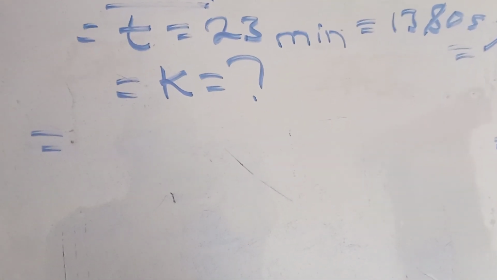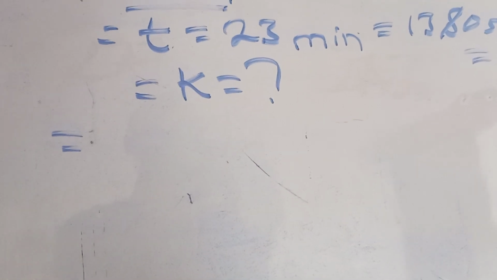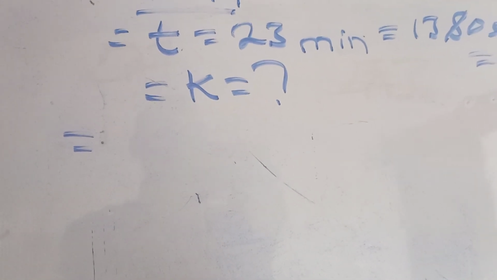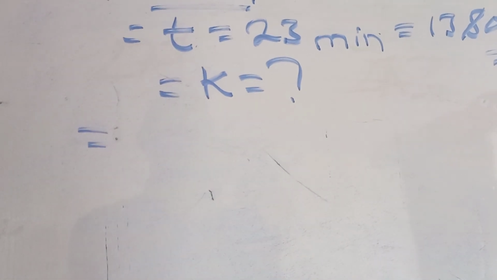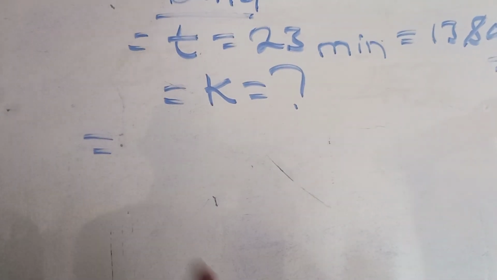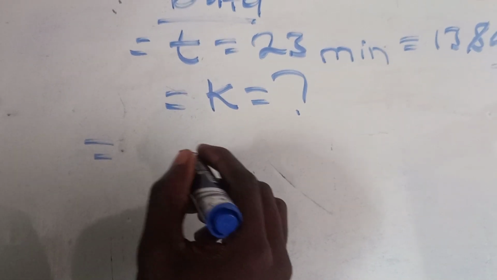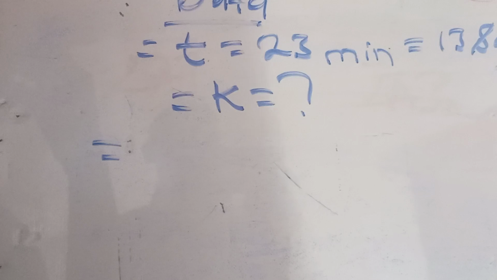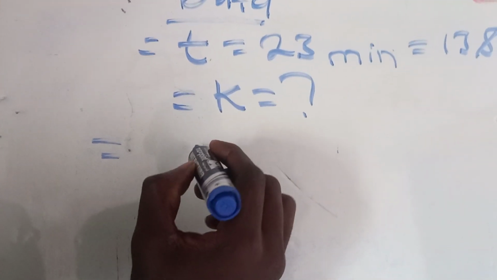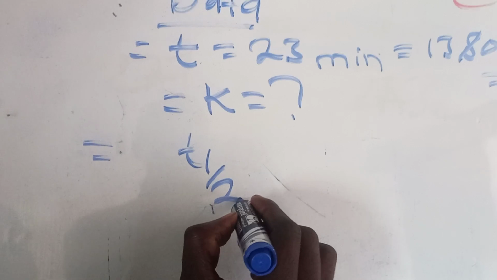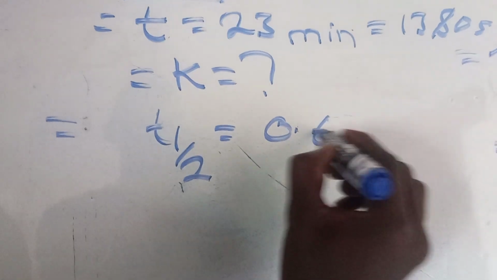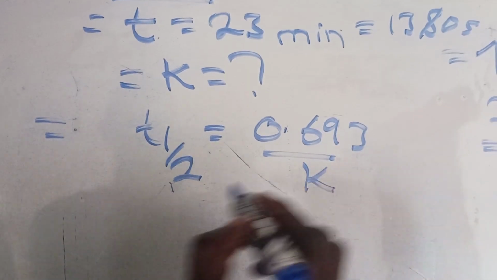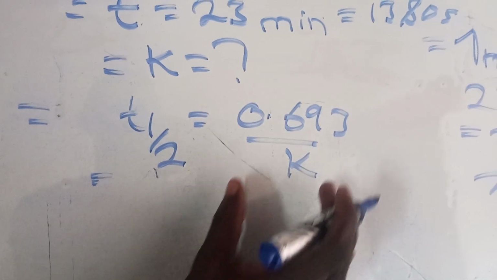Now, ask yourself, what was that order? It was the first order reaction. Possibly the questions are about calculating the half-life, the time taken for the concentration to reach half of its original value. That's the only way you can calculate the value of K. So what is the value of K? We're going to use this formula. What's the formula for a first order reaction? It is the half-life, t one-half, equal to 0.693 over K. So in this case, you're looking for the value of K.